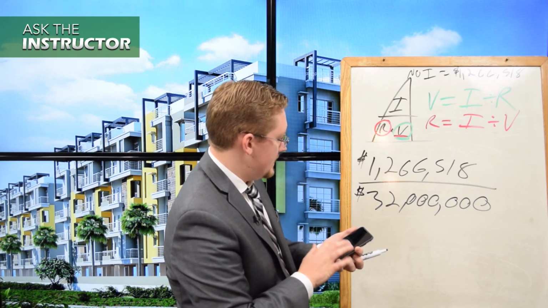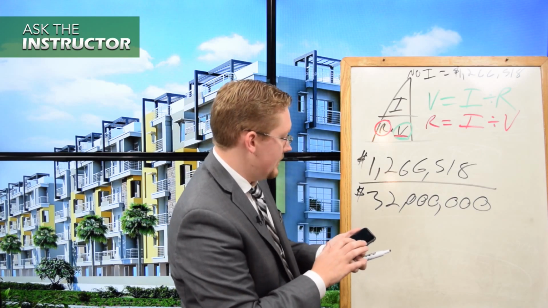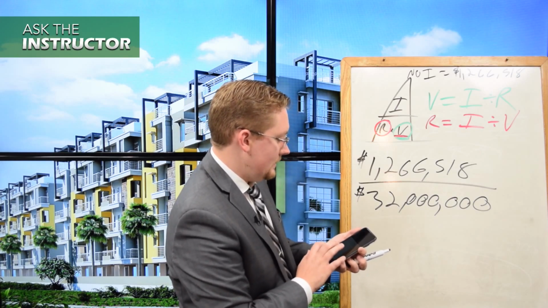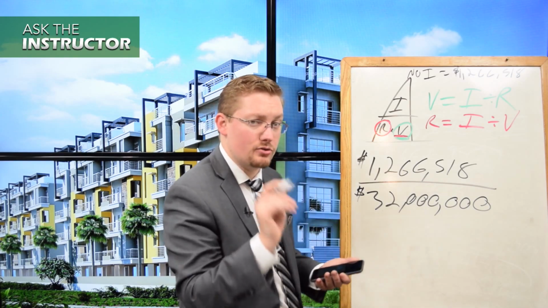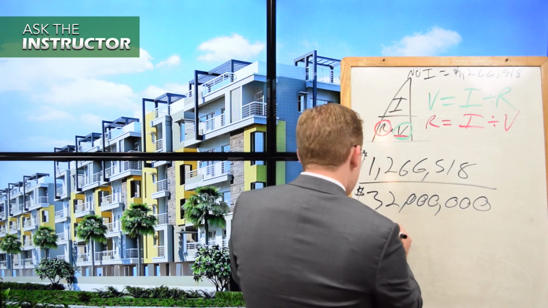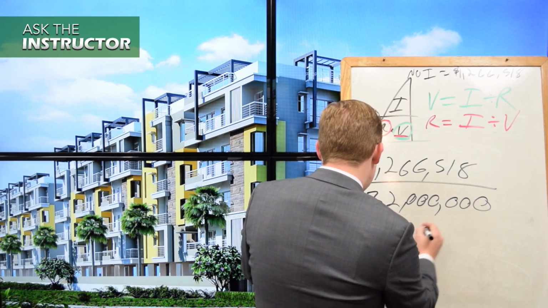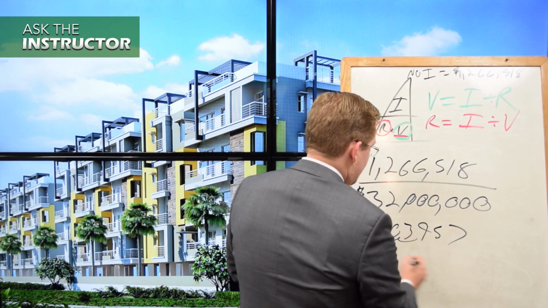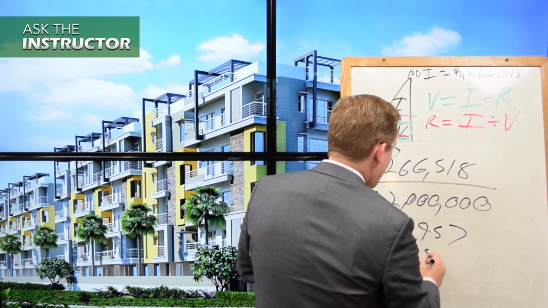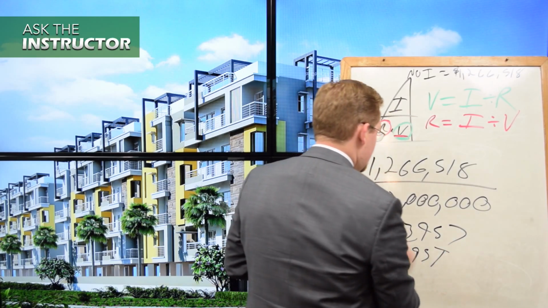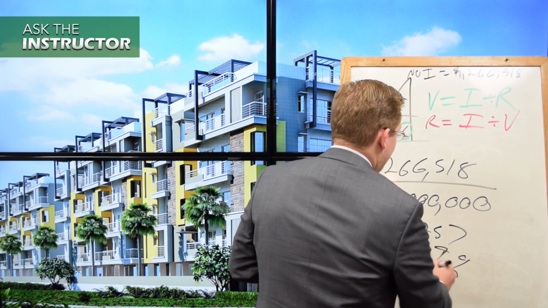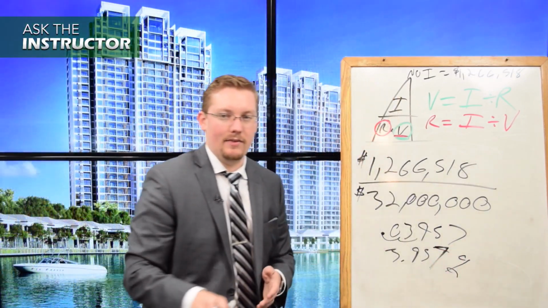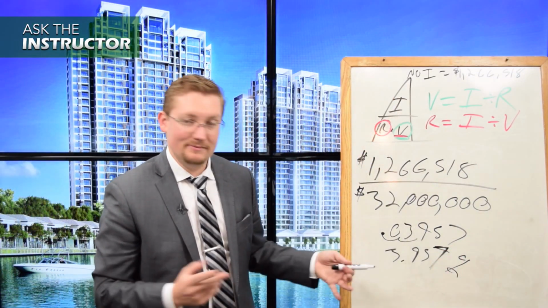So $1,266,518 divided by 32 million. Make sure you don't drop any zeros here. And we're going to end up with 0.03957, which, moving that two places over, we have a 3.957 capitalization rate. 3.957 return on investment, which is kind of low.